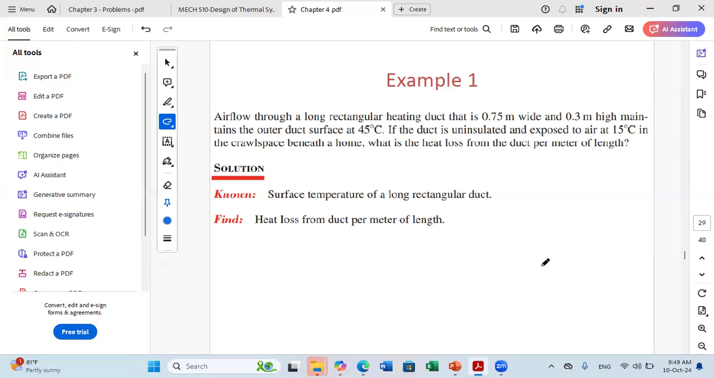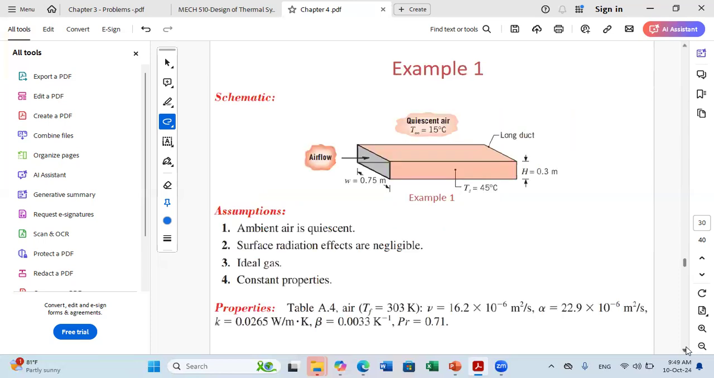So first, what we should do is a small sketch to be able to do the analysis. So this is our duct. We have its dimensions. The height of the duct is 0.3 meters. The width is 0.75 meters. We have flow moving in the duct, and they said it's a very long duct.